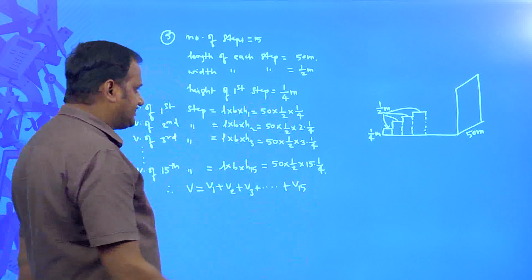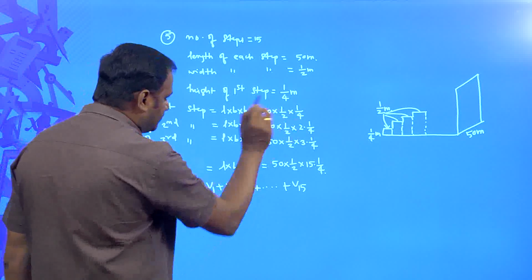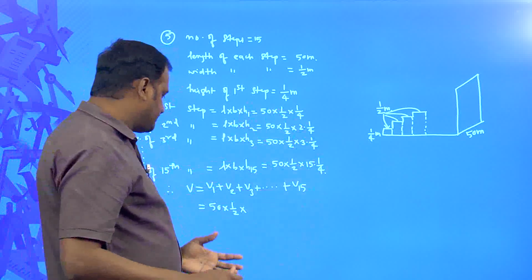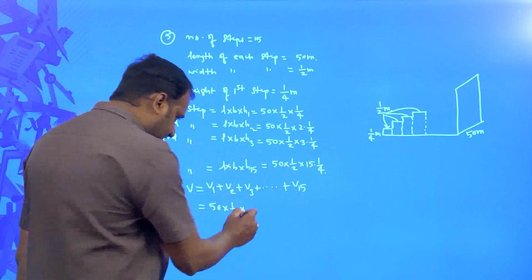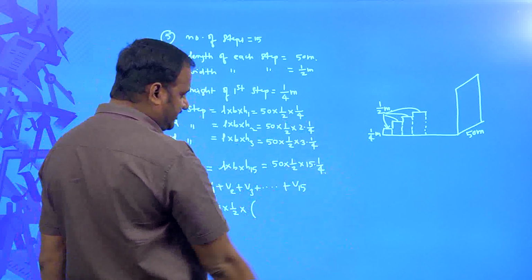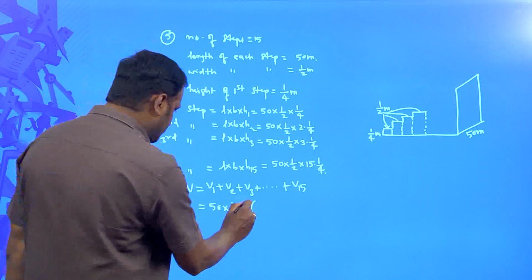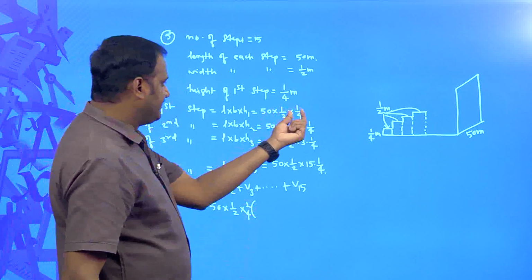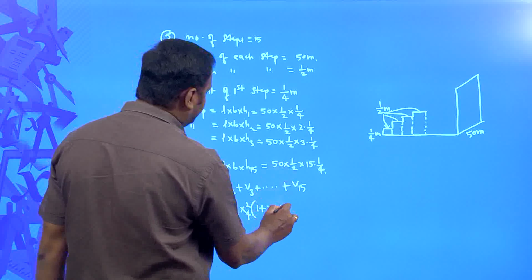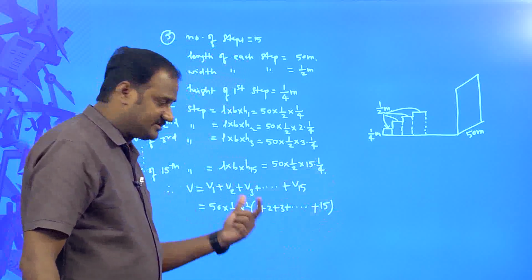When you add all these things, observe that the first step volume is 50 into 1 by 2 into 1 by 4, the second 2 by 4, the third 3 by 4, up to 15 by 4. So, I am going to take 50 into 1 by 2 common from all the terms, into 1 by 4 for the first step, 2 into 1 by 4 for the second step, 3 into 1 by 4 for the third step, and 15 into 1 by 4 for the 15th step. Again I can take 1 by 4 also common. So, 1 by 4 into 1 plus 2 plus 3 and so on, the last number is going to be 15. Hope you understand how to frame this, right.